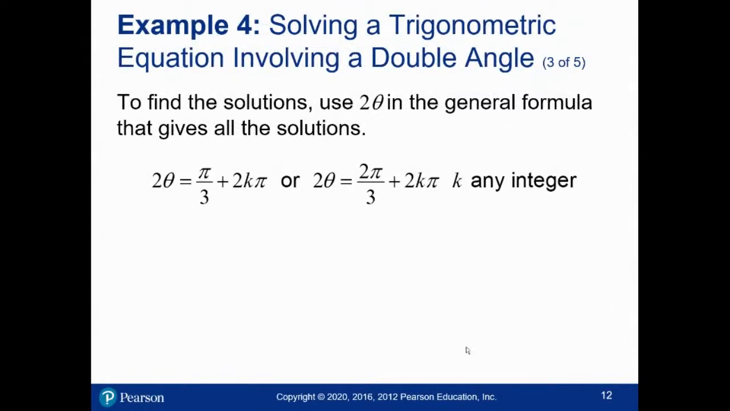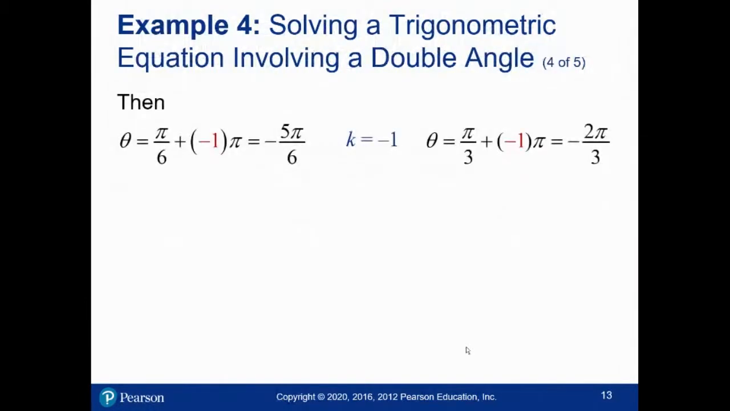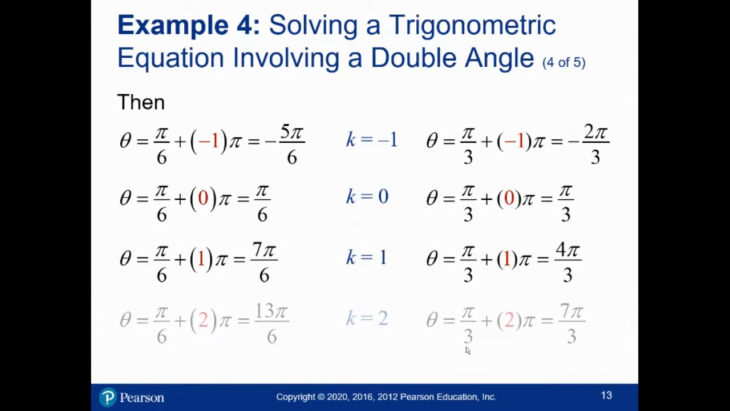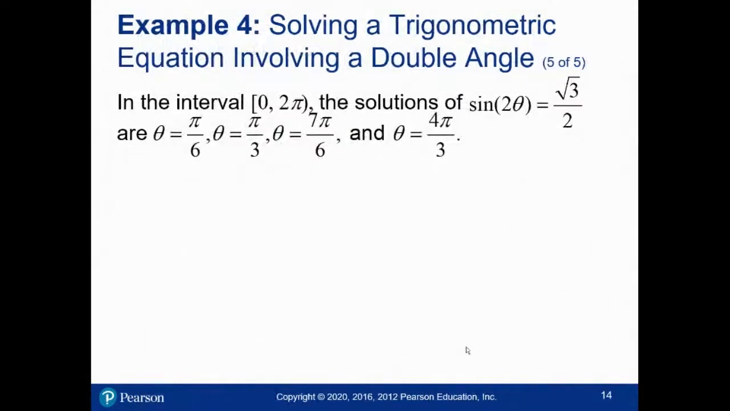Again, our general solution was pi over 3 or 2 pi over 3 plus 2 pi times an integer. We cancel off the 2, and then we ask which ones solve our restriction. -1 fails in both, 0 works in both, 1 works in both, 2 fails in both, and overall we got the 4 solutions.